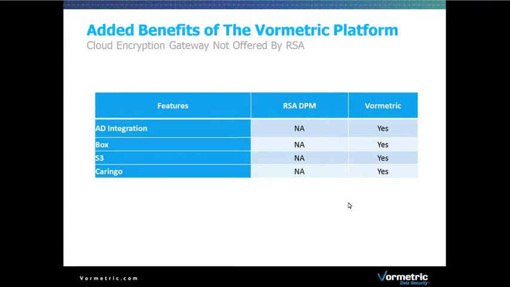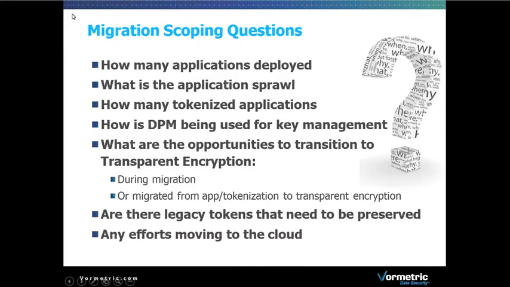Additionally, looking at our virtual cloud gateway, again, this is not something that RSA DPM provides. What we provide through our cloud gateway is AD integration, support for Box, S3, and Caringo. So when talking to customers who are currently using RSA DPM, it's important to understand what version they're on. Oftentimes, there are a couple of versions back, and perhaps that's not even in a supported state. But you want to understand how many applications they have deployed using the RSA DPM product.